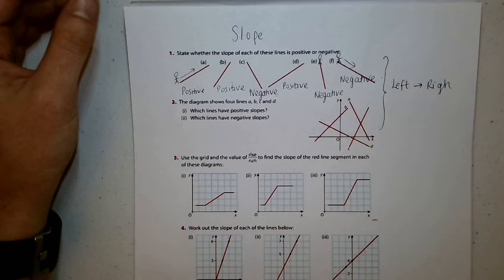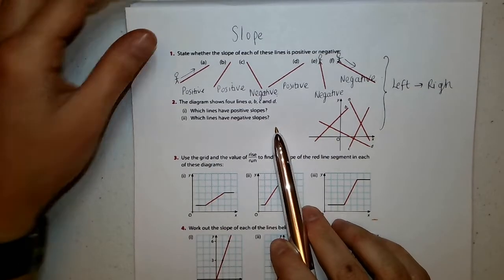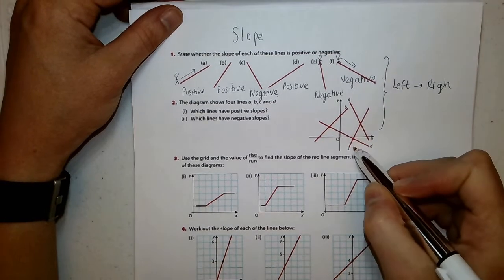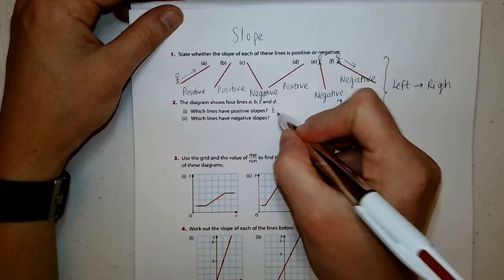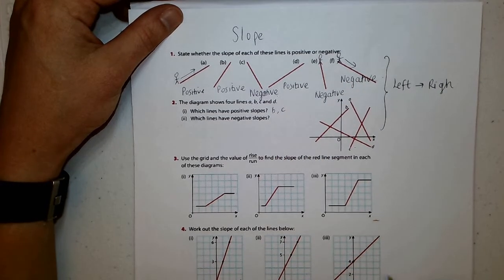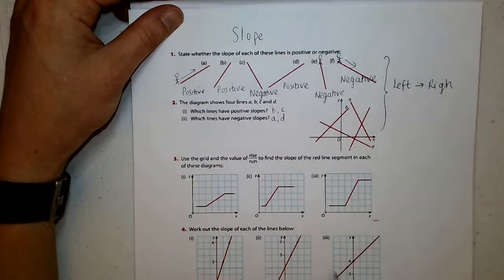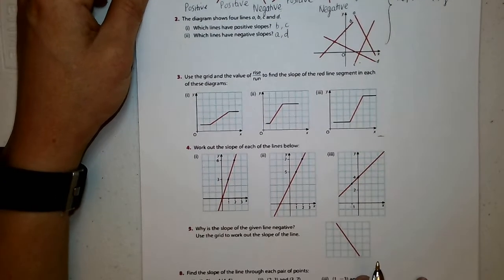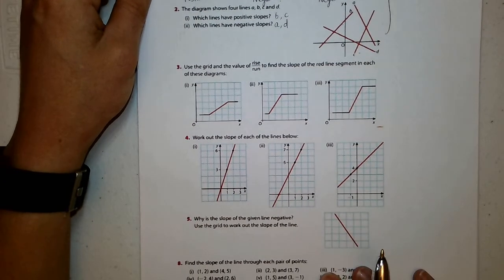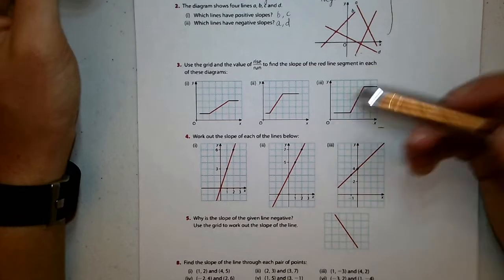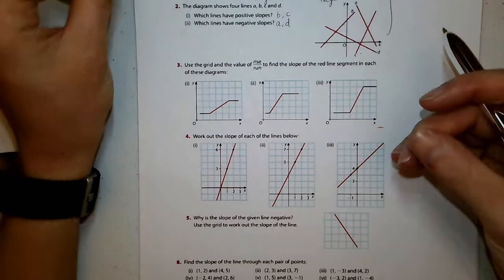Okay, as we can see here, we're just asked to point out which lines have positive slopes and which lines have negative slopes. B and C are increasing from left to right, so B and C have positive slopes, and A and D have negative slopes, because they're going in a downward direction from left to right. The next questions, question 3, 4 and 5, ask us to use the rise over run technique to find the exact slope. So far we've just been stating if the lines had a positive or a negative slope. Here we're actually going to put a number on it.